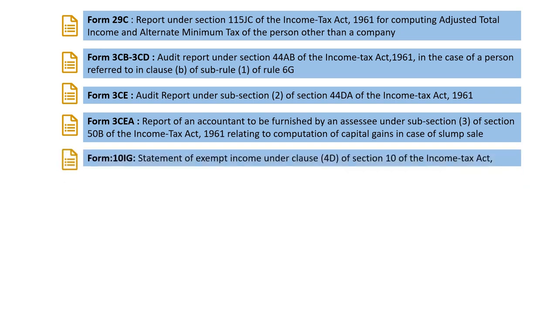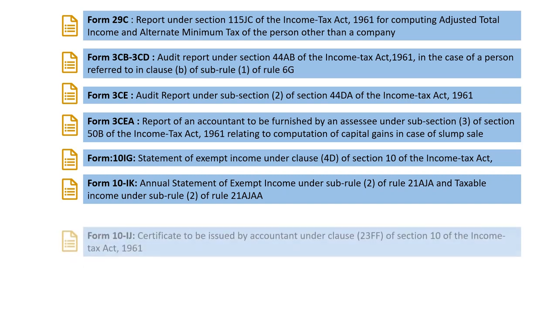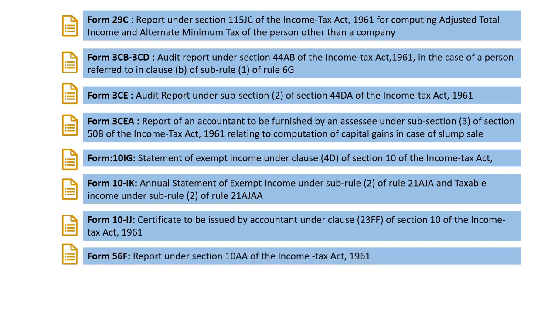Form 10IG, which is statement of exempt income under Clause 4D of Section 10 of the Income Tax Act. Form 10IK, which is annual statement of exempt income under Subrule 2 of Rule 21AJA and taxable income under Subrule 2 of Rule 21AJAA. Form 10IJ, which is certificate to be issued by accountant under Clause 23FF of Section 10 of the Income Tax Act. Form 56F, report under Section 10AA of the Income Tax Act.